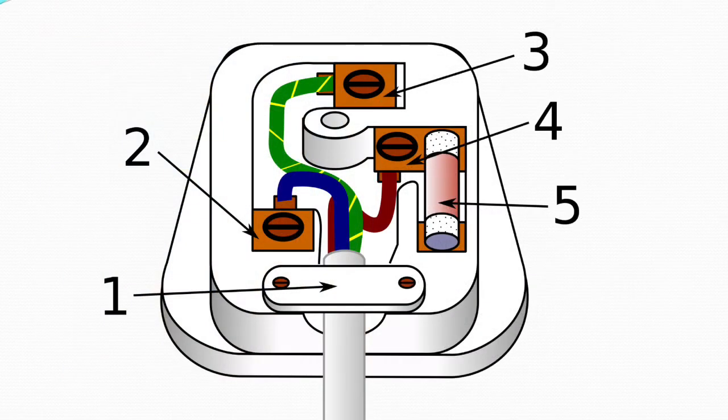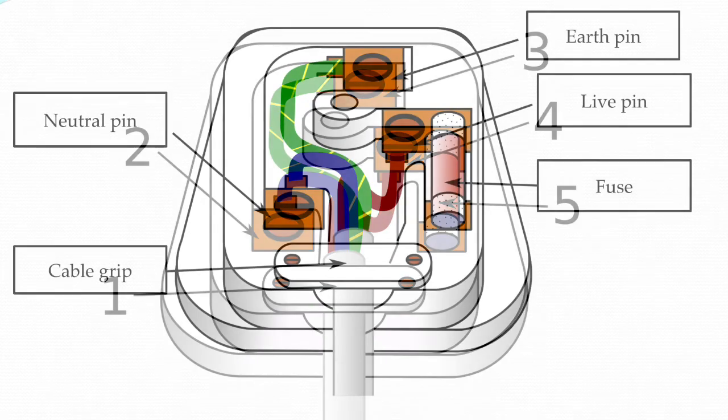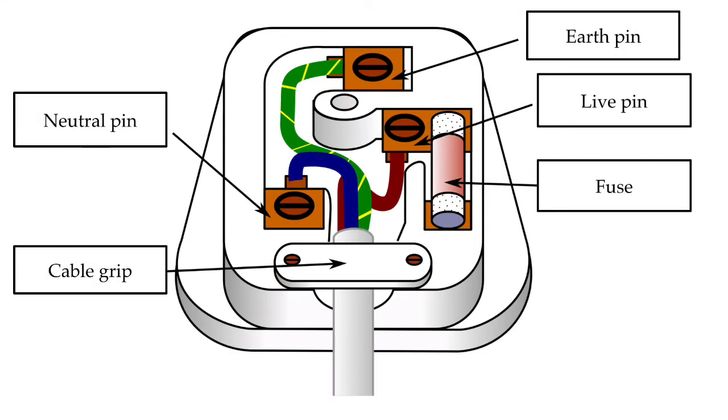I'd now like you to sketch this diagram into your books using half a page and identify each of the 5 components. Pause the video while you work through it. And the 5 components would be cable grip, neutral pin, earth pin, live pin and fuse.